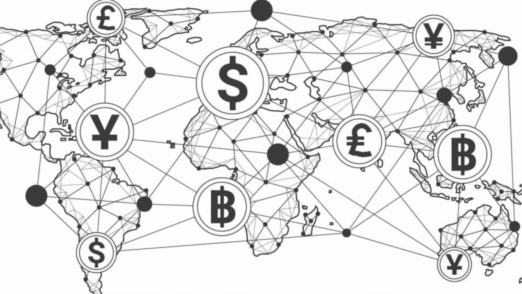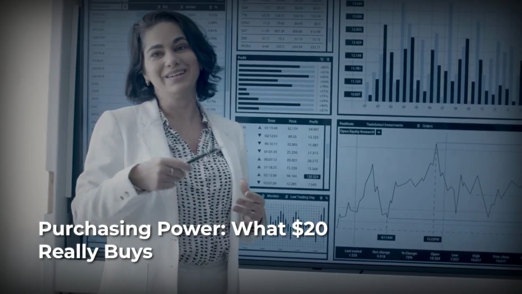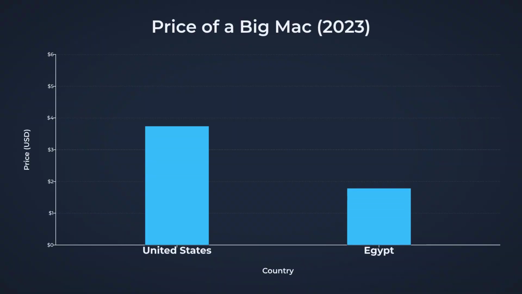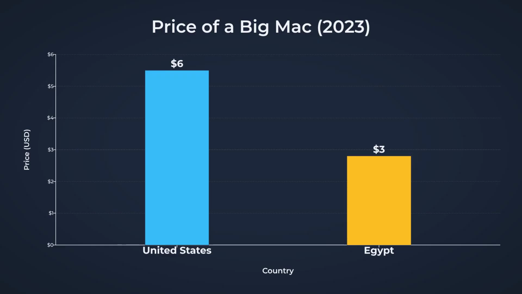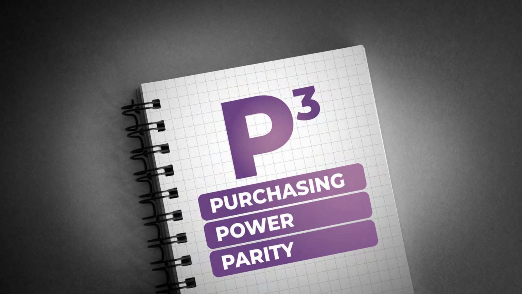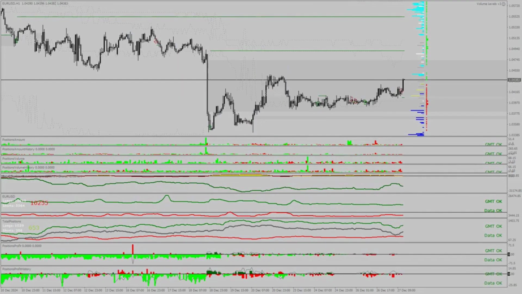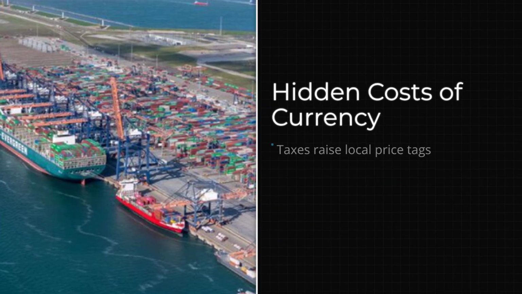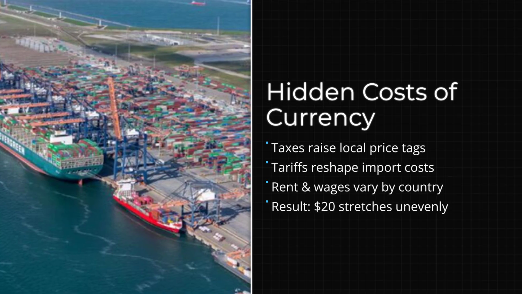To compare real value across borders, economists use the idea of purchasing power. If a Big Mac costs $5.50 in the United States, but only $2.80 in Egypt, converting your dollars at the market rate might not buy you the same lunch abroad. This is where purchasing power parity, or PPP, comes in. PPP suggests that, over time, exchange rates should adjust so that a basket of goods costs the same in each country. In reality, taxes, trade barriers, and local costs mean this balance is rarely perfect.